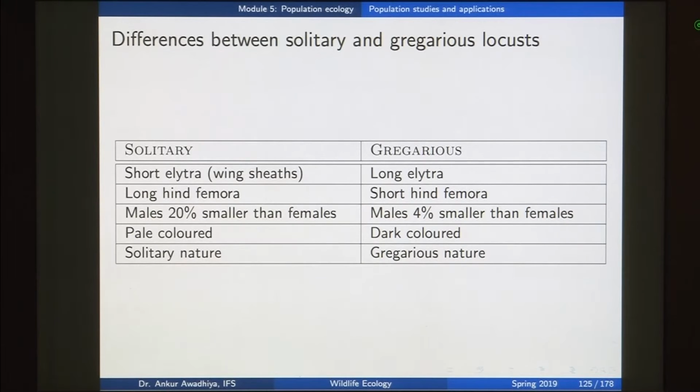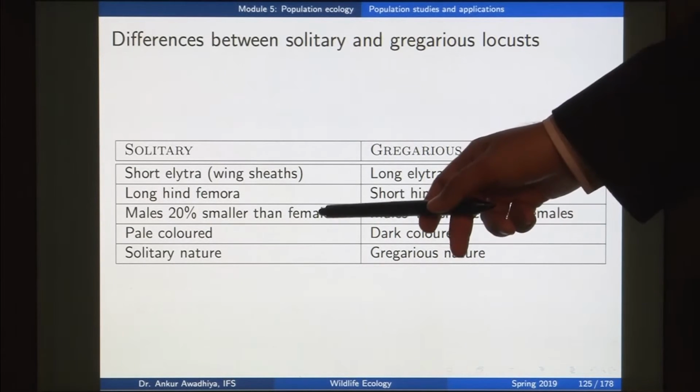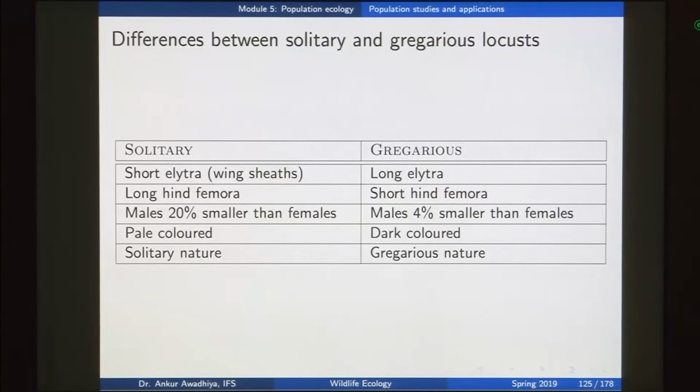So, there are morphological differences between the solitary and the gregarious phases. In the case of the solitary phase, you have shorter elytras, which are the wing sheaths covering the wings, and in the case of the gregarious phase, you have long elytras. In the solitary phase, you have long hind femora and you have short hind femora in the case of the gregarious phase. You have males that are 20% smaller than females in solitary, you have males that are 4% smaller than females in gregarious. So, essentially in this case you can say that the males are very small. So, there is a huge amount of sexual dimorphism that you will see.